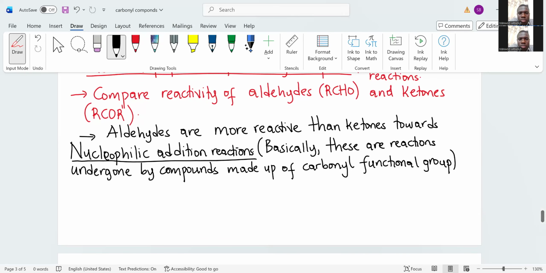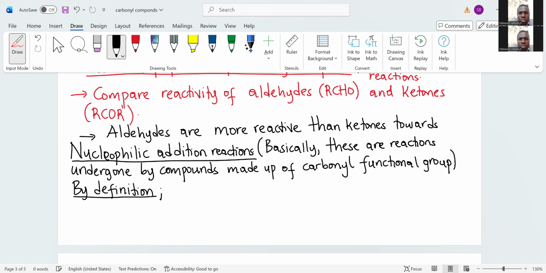However, technically, by definition, just as the name sounds, nucleophilic addition is a reaction where a nucleophile is added. A nucleophile is an electron-rich species. Anything that is rich in electrons, we call it a nucleophile. So if I say nucleophilic addition, this is a reaction involving addition of an electron-rich species to the compound.